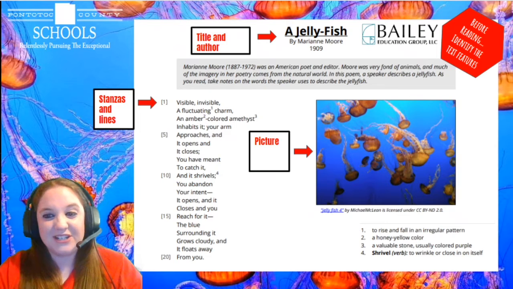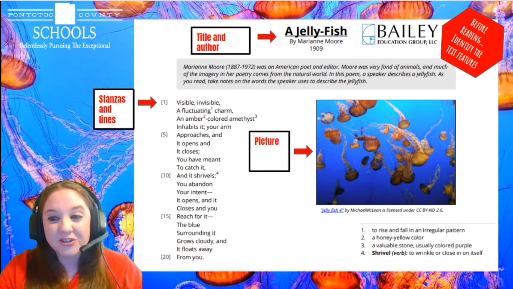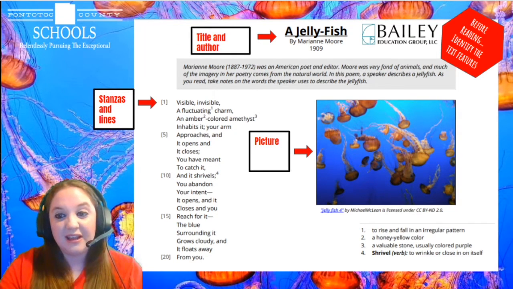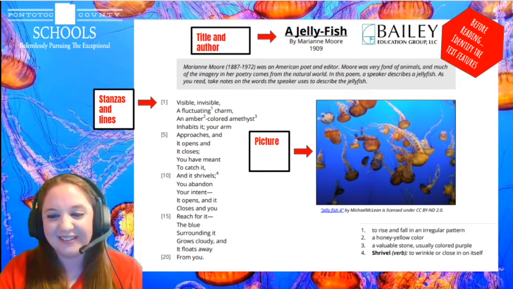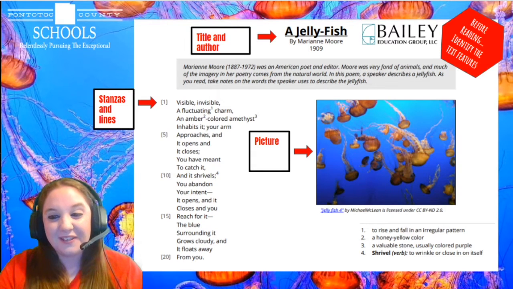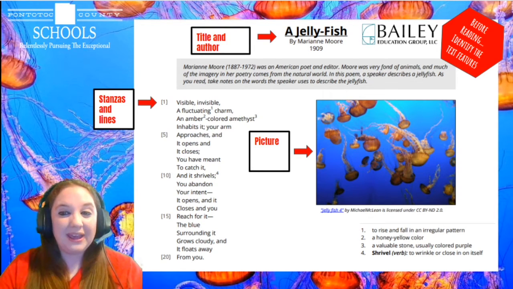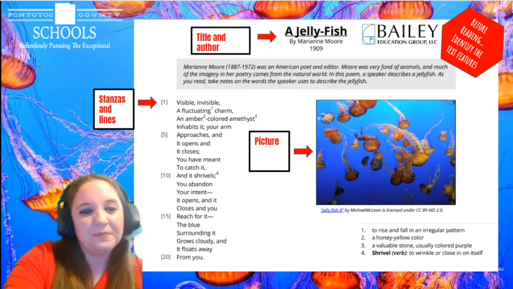The next text feature is a picture. Pictures can be very important to readers. They let us know kind of what this information will be or what the poem will be about. What can you see in the picture? There are many jellyfish. In a little while, we'll see how this picture is connected to the text.